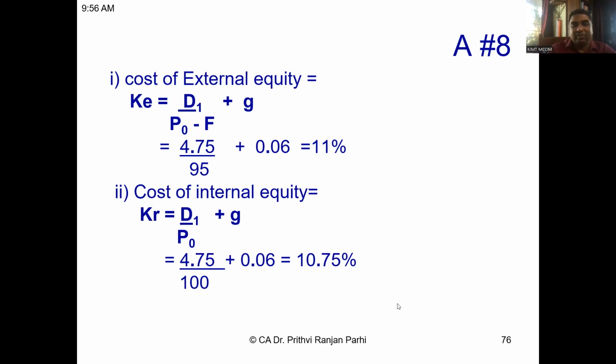Okay, hope you have understood this. Next class, again, I'll be repeating the cost of reserves. From that, we'll be learning. After that, we'll be learning about cost of preferred shares and then WACC, or weighted average cost of capital. This is how we plan to proceed. Thank you.